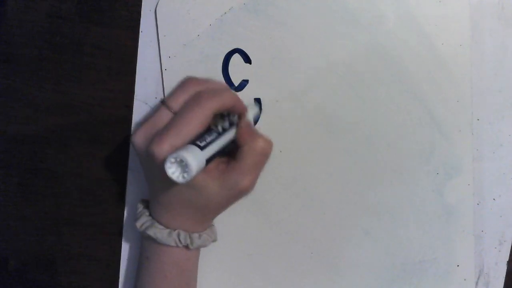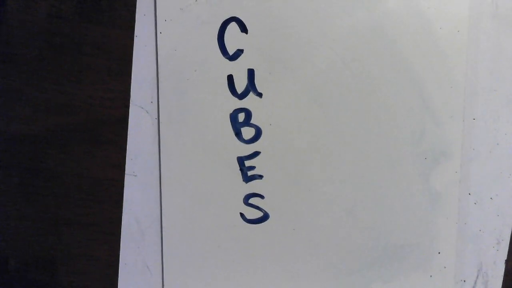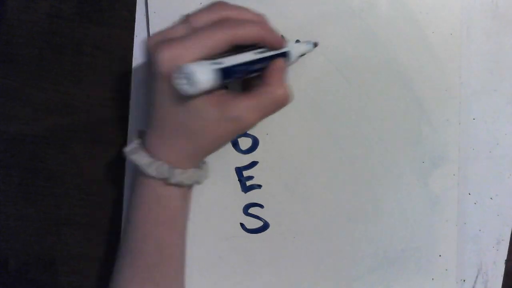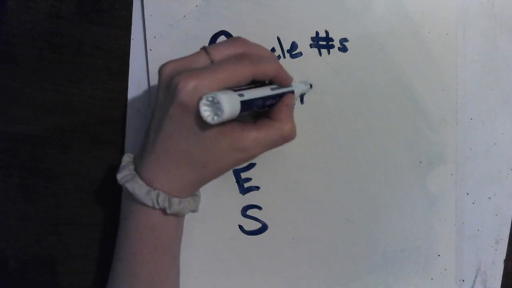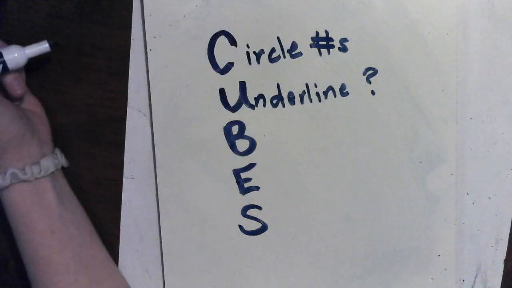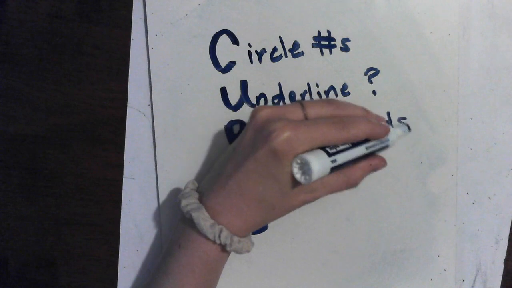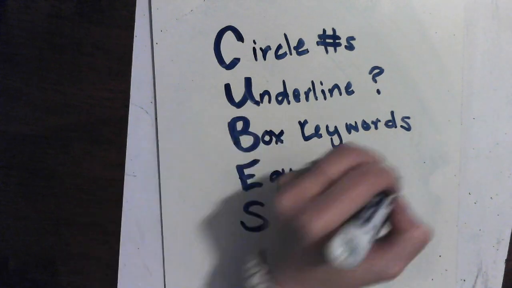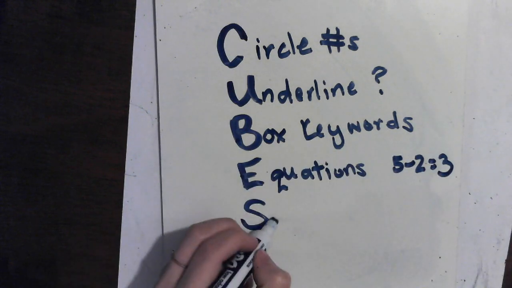And last, our strategy for solving word problems. It's an annotation strategy. Annotation is when you mark up a piece of writing. So in order to solve, you circle the numbers in the word problem, you underline the question, you box keywords like the word of, you write an equation. An equation would be like 5 minus 2 equals 3, and then you solve it.